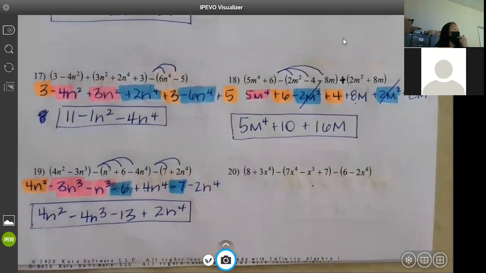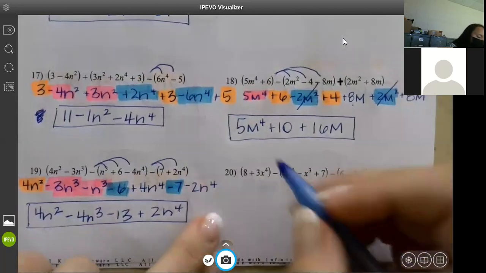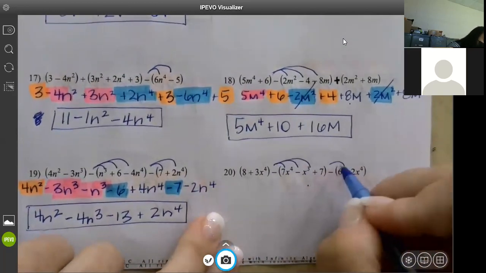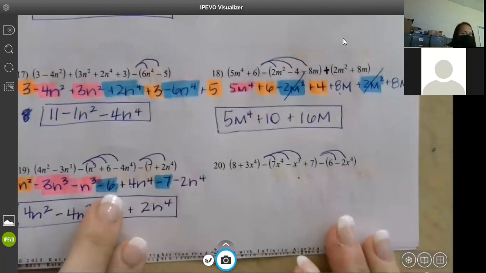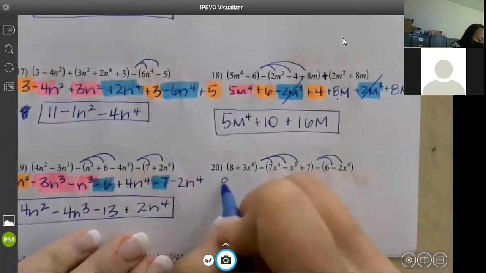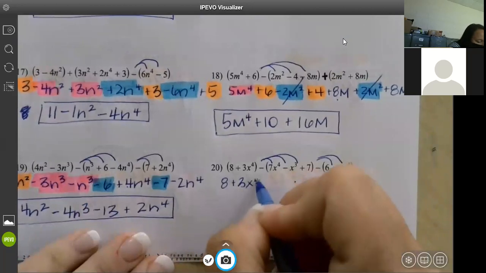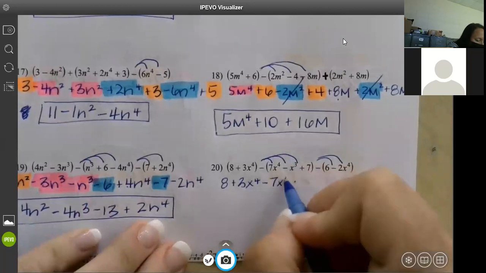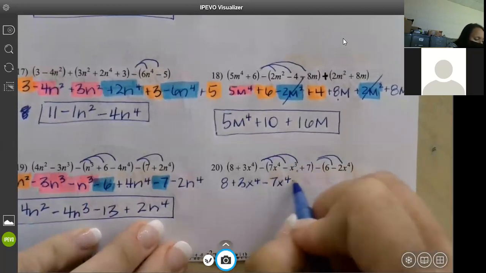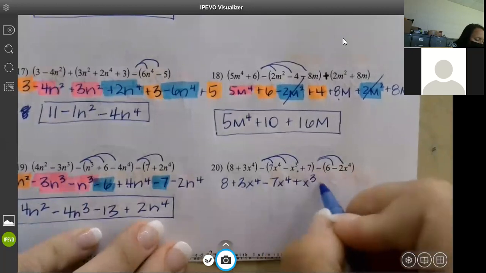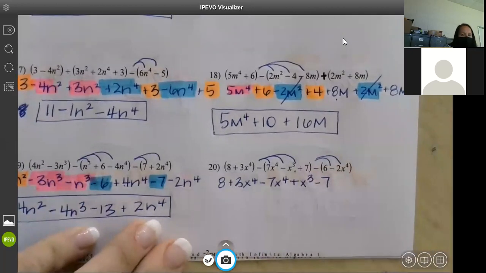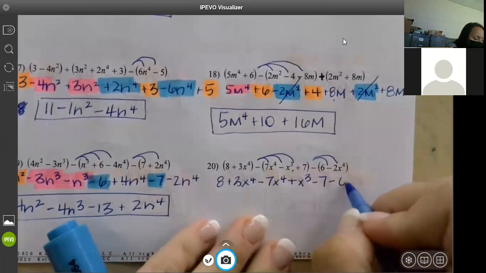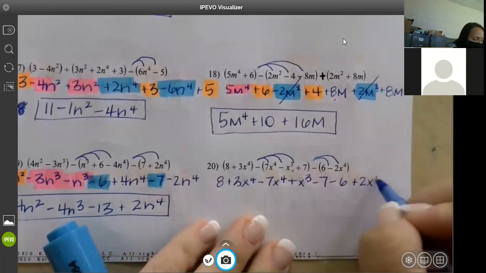All right, one more, and I'll let you get to work. Same thing. Everything behind the minus is going to change. I have 2 minuses this time, so I'm going to change those 2. The first one stays the same, 8 plus 3x to the fourth. There was a positive 7, so I'm going to change it to a negative 7x to the fourth. It was a negative x cubed, so I'm going to change it to a positive x cubed, and then a negative 7. A negative 6, and a positive 2x to the fourth.